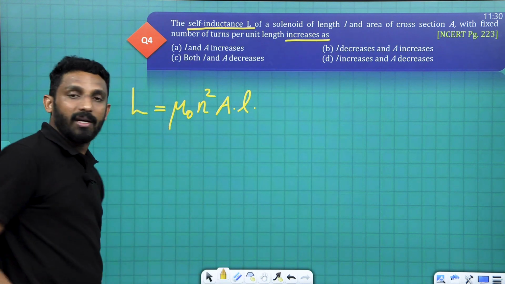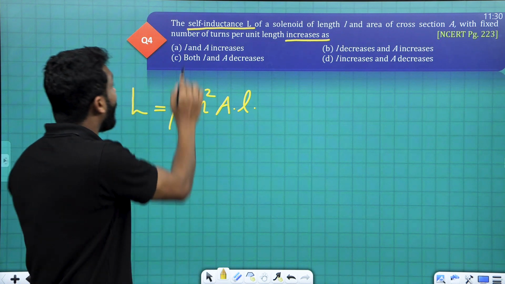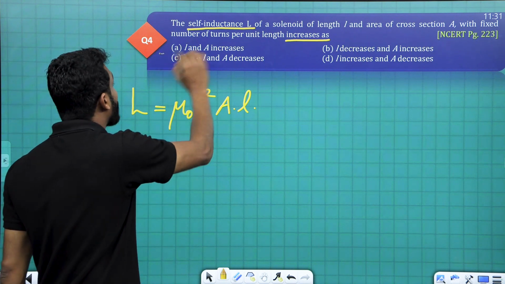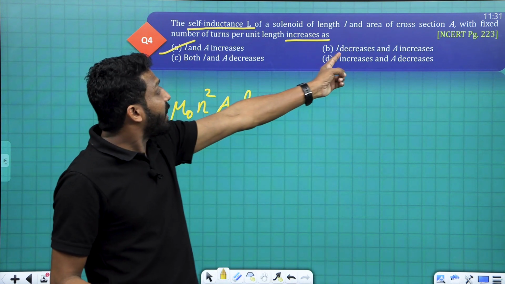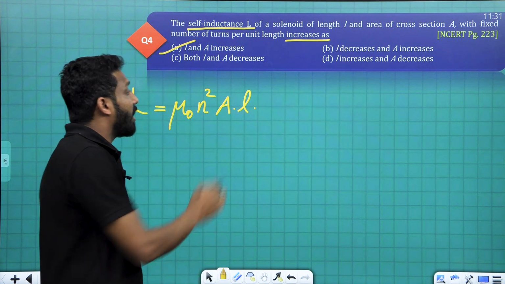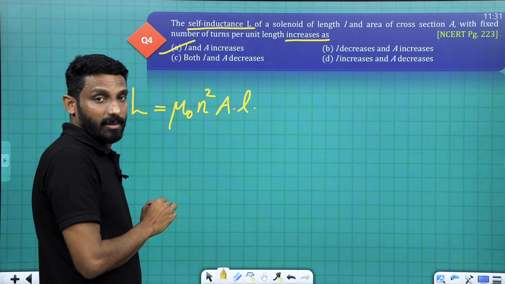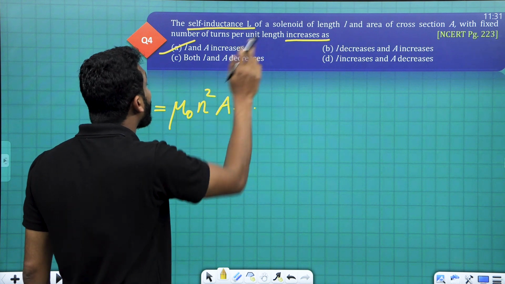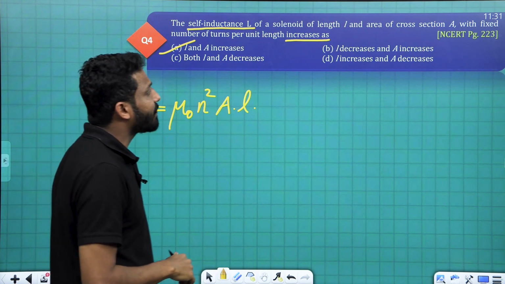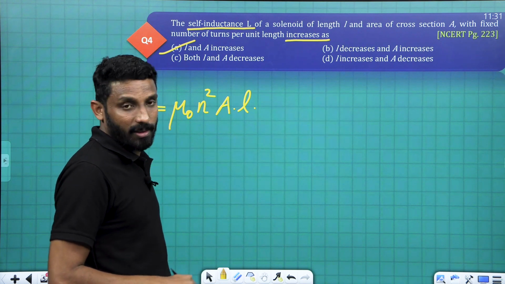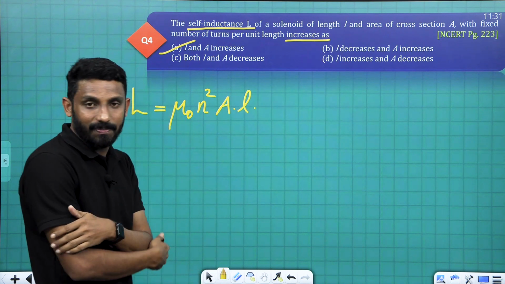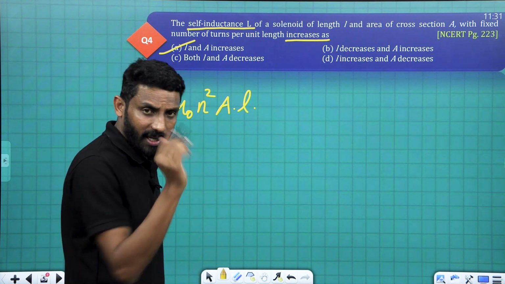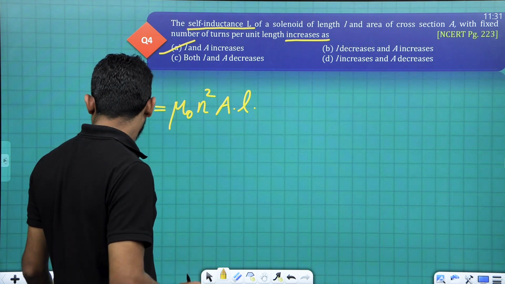When this value is increased, option A, L and A increases. L and A increases means self-inductance will be increasing. First option is correct answer. Okay, L decreases and A increases. Okay, L is decreasing and A is increasing. Then this may be kept constant. Clear? Both L and A decrease, then the inductance will be decreasing. L increases and A decreases, then the similar case here also, this may be constant. So if both of these quantities are increasing, definitely self-inductance will be increasing. Clear? Yes.